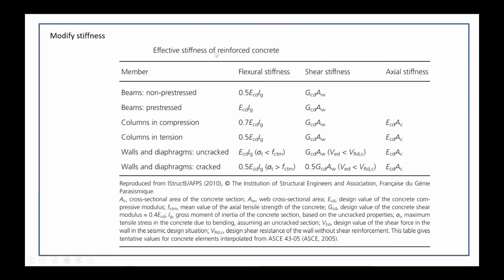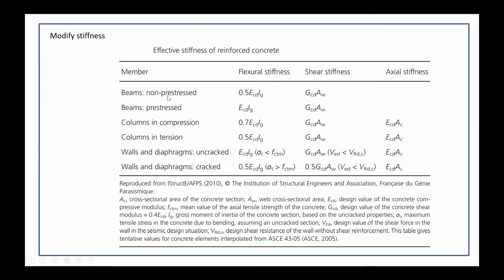The effective stiffness of reinforced concrete for the member: beam non-pre-stress, beam pre-stress, column in compression and column in tension, wall and diaphragms, cracked and uncracked. The flexural stiffness also depends on the percentage of compression in the member. When the concrete column is in compression, for the modified stiffness we use 0.7 ECD. ECD is the design modulus according to the Eurocode. You can check.